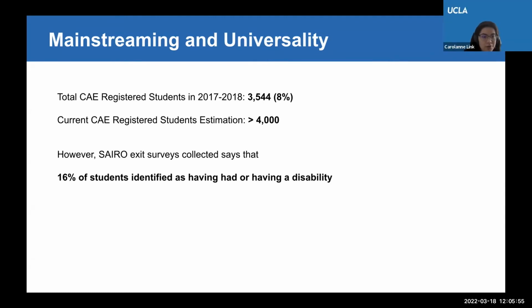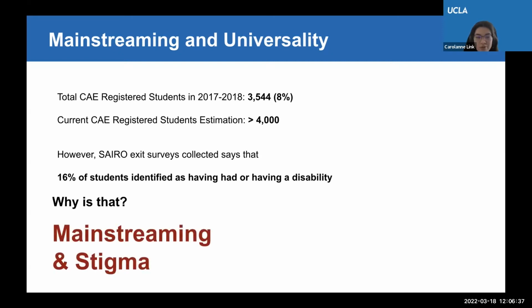Sure, I can. So this is how we are looking at the problem of accommodations versus accessibility at our own university here at UCLA. So CAE, as I mentioned previously, is our Disability Services Department. And so noted is the fact that at the CAE, we currently have registration at about 4,000 students. However, CSIRO, which is our Student Affairs Information and Research Office, did an exit survey on students, which said 16% of students identified as having had or having a disability, which shows a factor of 2 times between the fact that only half of students with disabilities were actually registered with disability services.